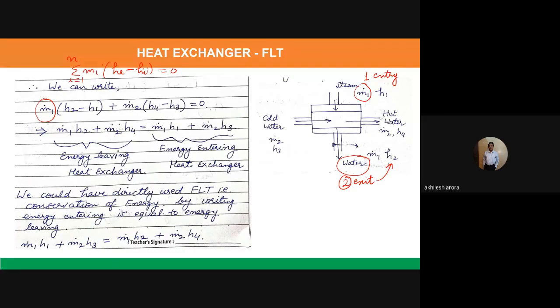The first term stands for the value of entering enthalpy, exit enthalpy. So exit enthalpy is H2 here. So here I am writing H2 minus H1, which is the entry point. Now sigma means sum. So I have put a plus sign here.